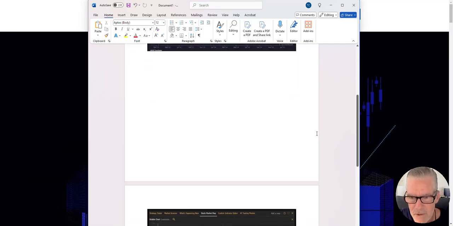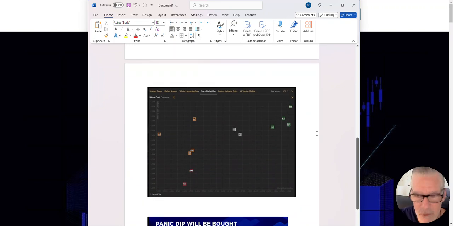Now, another TrendSpider chart that came up on Twitter today, one moment, is what they call a bubble chart. And every now and then I like to look at this to see where the flows are going and see if there's rotation. So this is how it works.